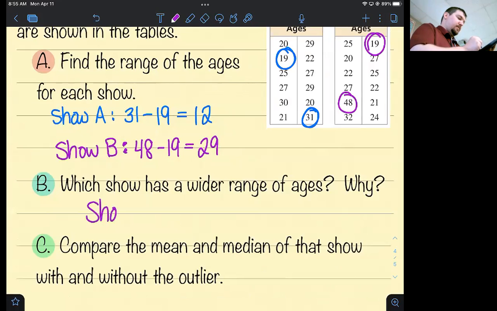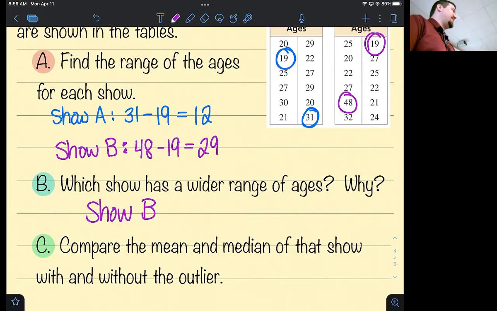Definitely show B. Why did show B have a wider range of ages? What's different about show B? Because that's a big difference. The range is 17 years wider in show B. Why is that?